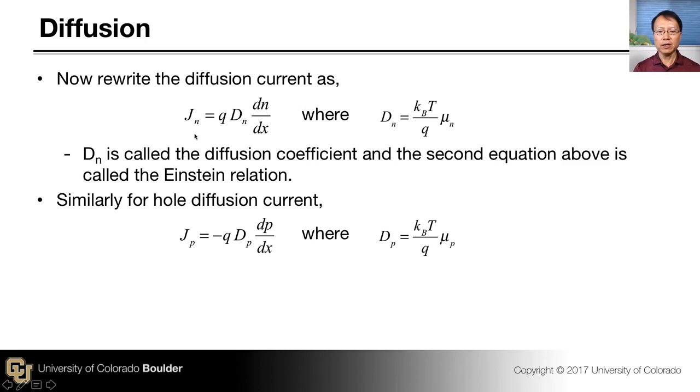So far we have discussed only the electrons, but you can make the same argument, the same procedure for holes and derive a similar equation. So the hole diffusion current is again proportional to the gradient of the hole concentration, and there is a negative sign here because the hole has the opposite sign of charge than the electron.